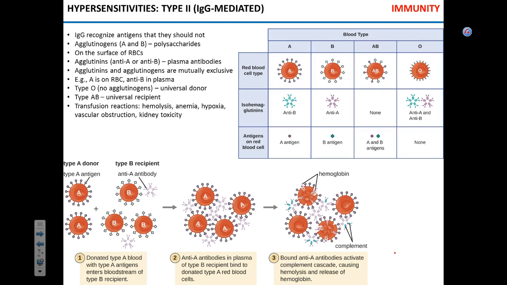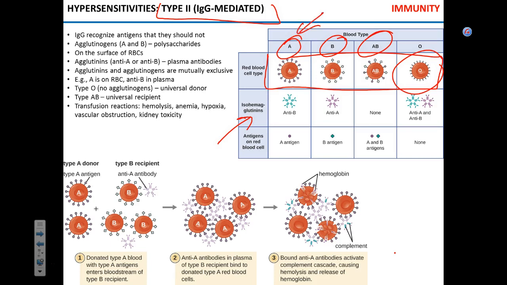Okay, hypersensitivity type 2 is what we talked about on Monday when we did the blood typing. This one is mediated not by IgE, but by IgG, immunoglobulins G. The typical example of type 2 hypersensitivity is transfusion reaction. We've already learned we have 4 blood types based on the type of carbohydrate present on the surface: A, B, both, or none. And you see the antibodies, so-called agglutinins, in the plasma. They are opposite. So if you type A, you're going to have anti-B. If you type B, you're going to have anti-A.